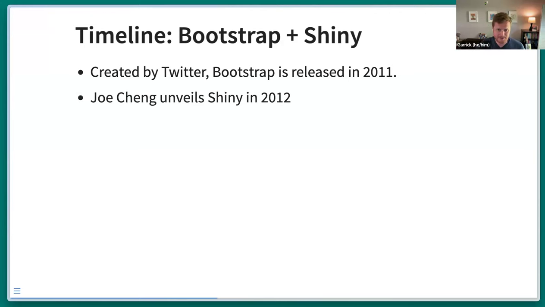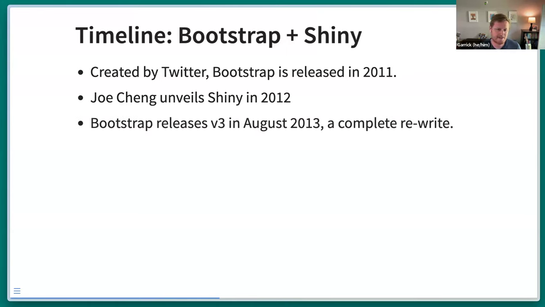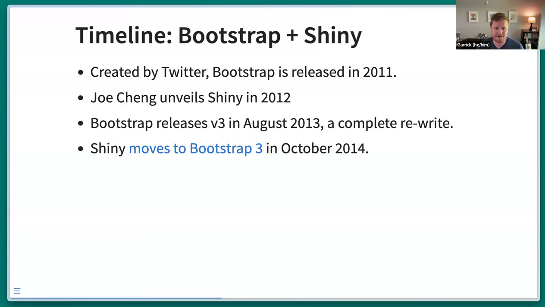And when Joe built Shiny in 2012 and released it, he used Bootstrap as a quick way to make apps that look really nice. So it was a win for everybody. In 2013, two years later, when Shiny started using Bootstrap, it was on version 2, and then in 2013, Bootstrap released version 3, which was a complete rewrite of Bootstrap. They have a tendency to do this every 3 to 5 years. And then Shiny in 2014 moved to using Bootstrap 3.